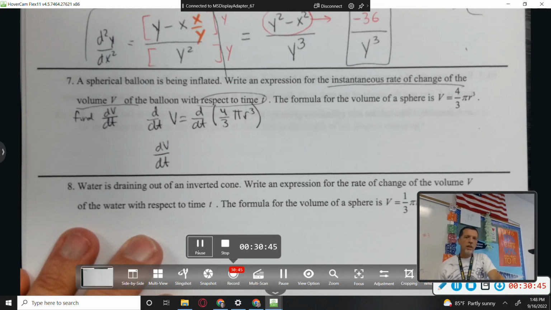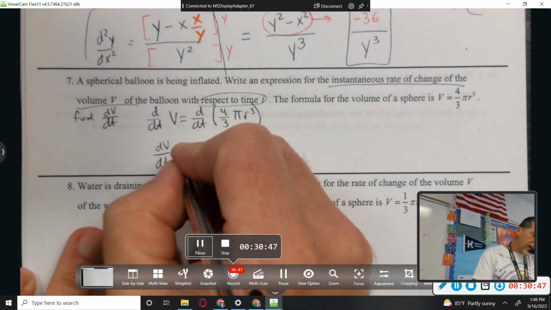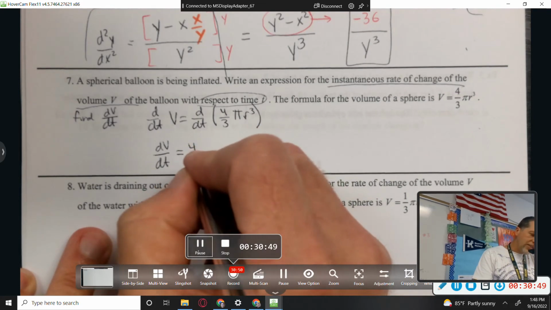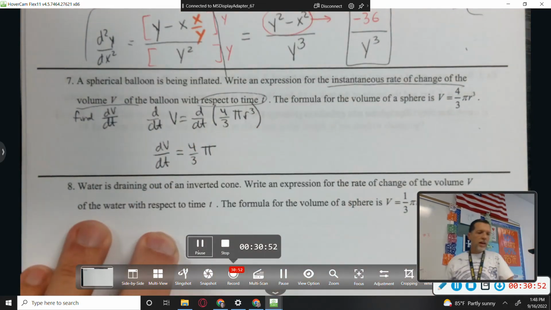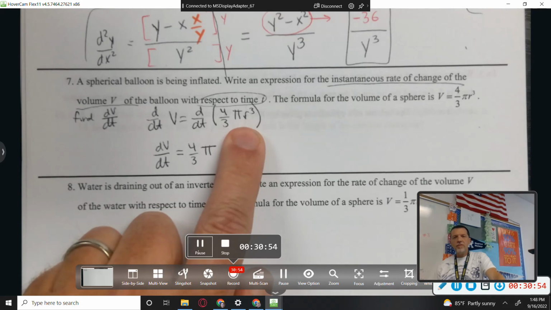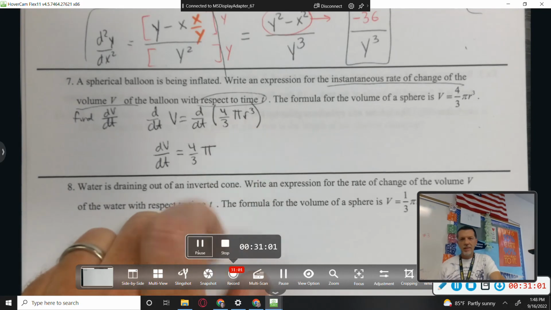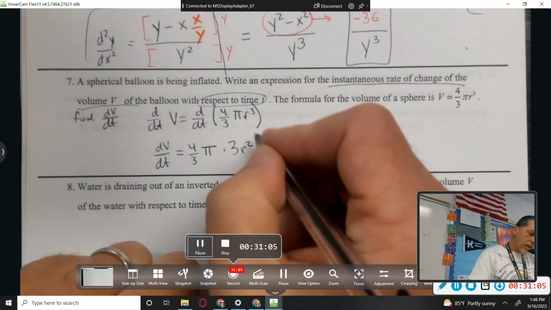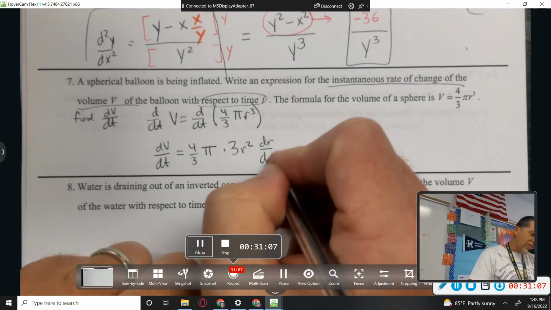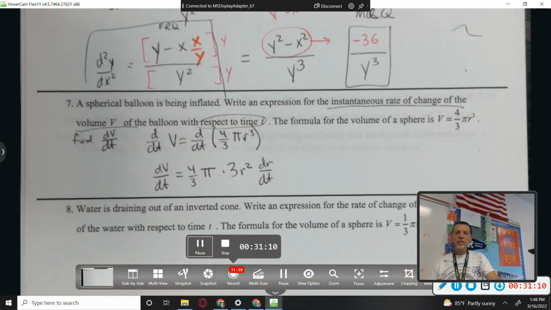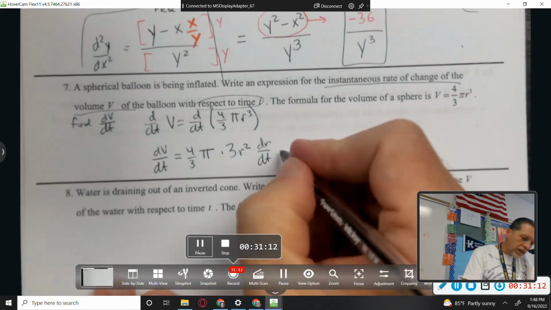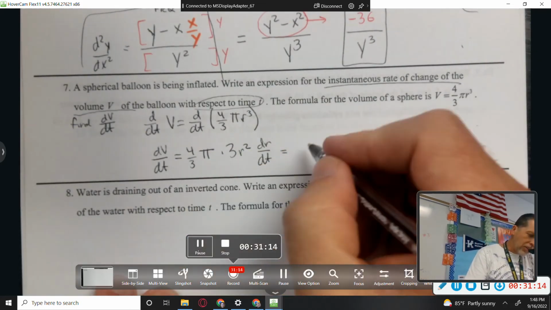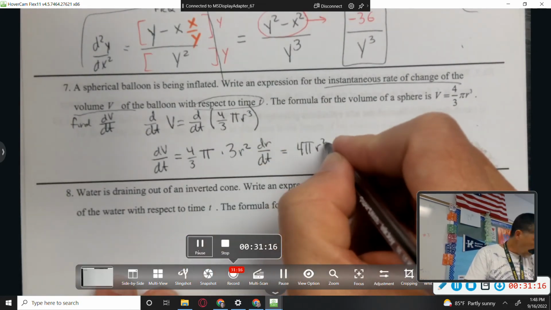And here comes the yuck. Other side, well, 4/3 pi is just a constant, so I'm not worried about that. I need to find the derivative of r cubed. So what's the derivative of r cubed? 3r squared. 3r squared is part of the answer. Don't forget dr dt. And so, clean that up a little bit, the 3's would cancel. 4 pi r squared dr dt.